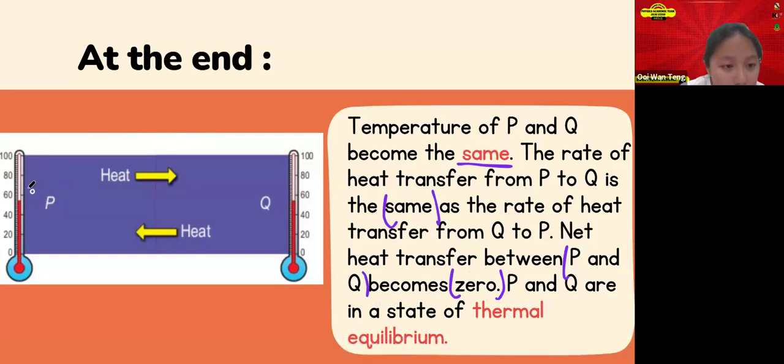Now we observe the diagram again. So P and Q, you can see that they now have the same final temperature, which is between 50 to 60 degrees Celsius. And the arrows are equal in size. It means that the heat transfer from P to Q and the heat transfer from Q to P is equal now.